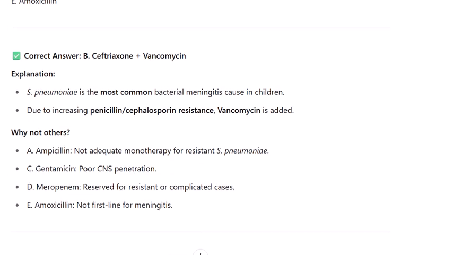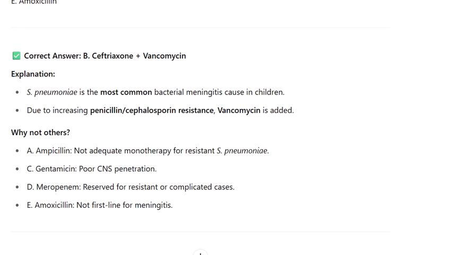Explanation. S. pneumoniae is the most common bacterial meningitis cause in children. Due to increasing penicillin and cephalosporin resistance, vancomycin is added. Why not others? A. Ampicillin, not adequate monotherapy for resistant S. pneumoniae. C. Gentamicin, poor CNS penetration. D. Meropenem, reserved for resistant or complicated cases. E. Amoxicillin, not first line for meningitis.